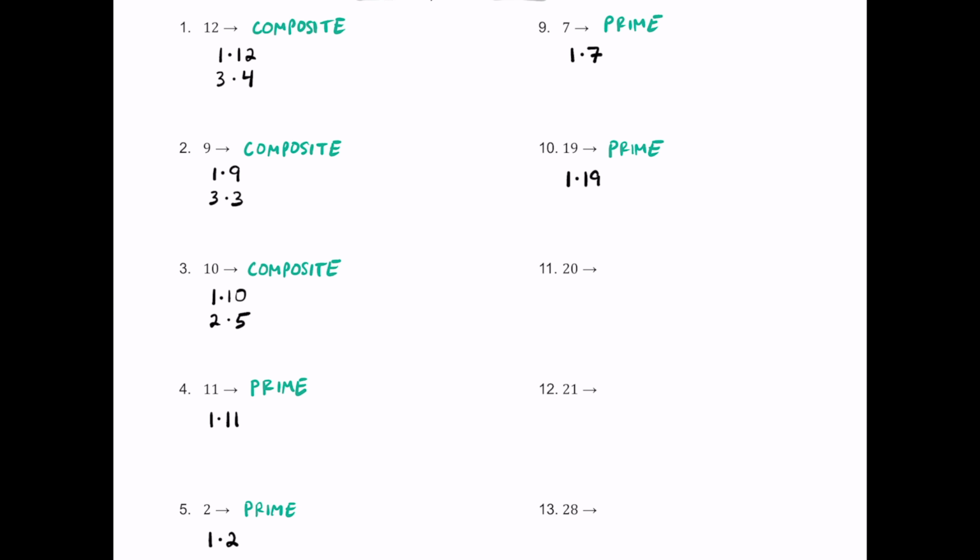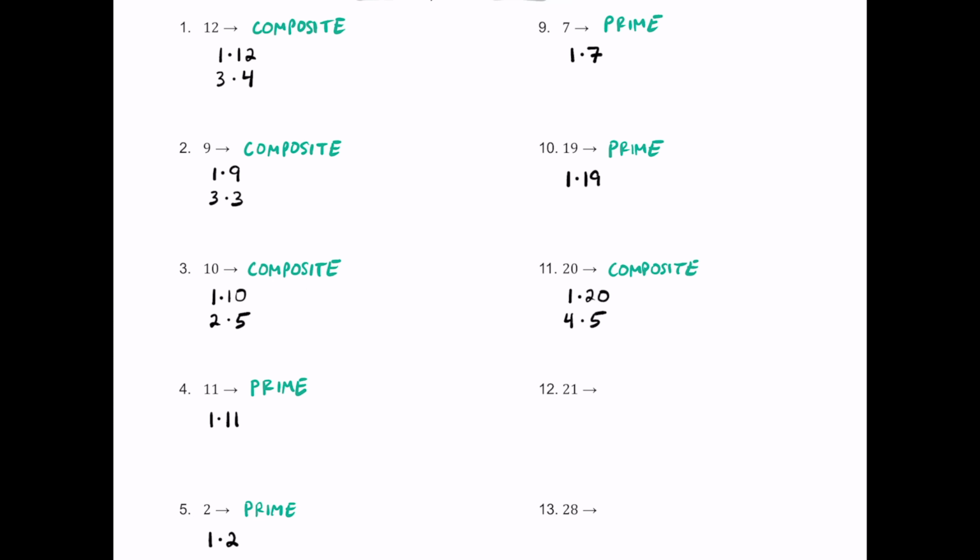For number 11, we have the number 20, so 1 times 20, of course, but we also know hopefully 4 times 5 is 20, so again, I'm only listing one more than the bare minimum, so we know it's composite. If you wanted to think of other factors like 2 times 10, that's also okay.